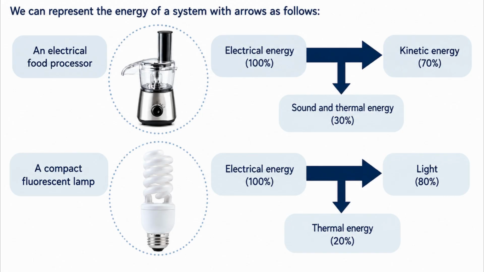The arrows in this diagram show how energy is transferred in a system. Every system begins with an input of energy. In both examples, the appliance receives electrical energy. This is shown as 100% because all the energy entering the appliance is electrical energy. The arrows then show what happens to that energy after the appliance starts working.